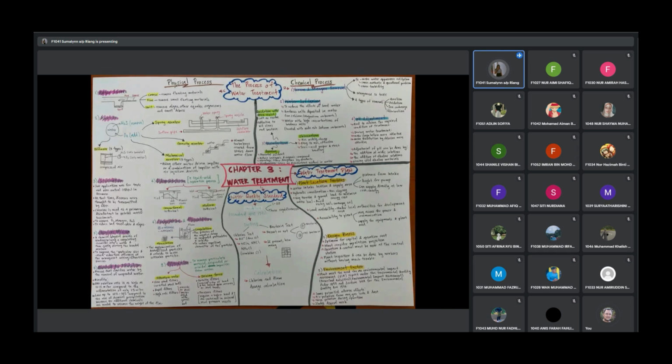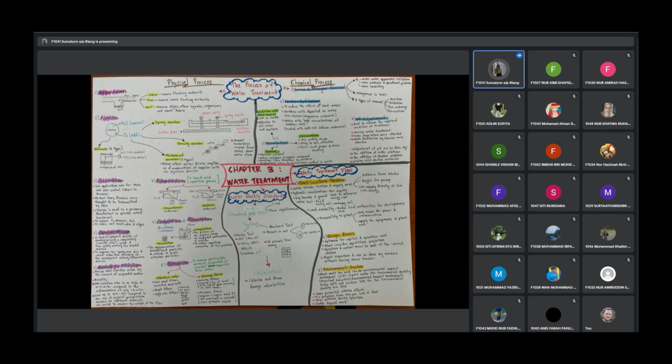So today I will present about the wastewater and water management chapter. The first one is Chapter 3 about water treatment. Under this chapter, there are two processes of water treatment. The first one is the physical process, and the examples of physical process are water intake, aeration, chlorination, sedimentation, chemical mixing, coagulation and flocculation, dissolved air flotation and filtration.